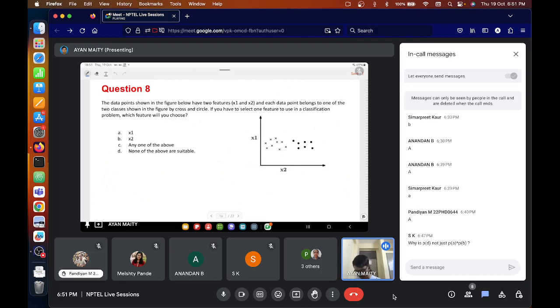Now moving on to question 8. The data points shown in the figure below have 2 features, x1 and x2, and each data point belongs to one of the 2 classes shown in this figure by cross and circle. If you have to select one feature to use in a classification problem, which feature will you choose? There are 4 options: x1, x2, any one of the above, none of the above are suitable.